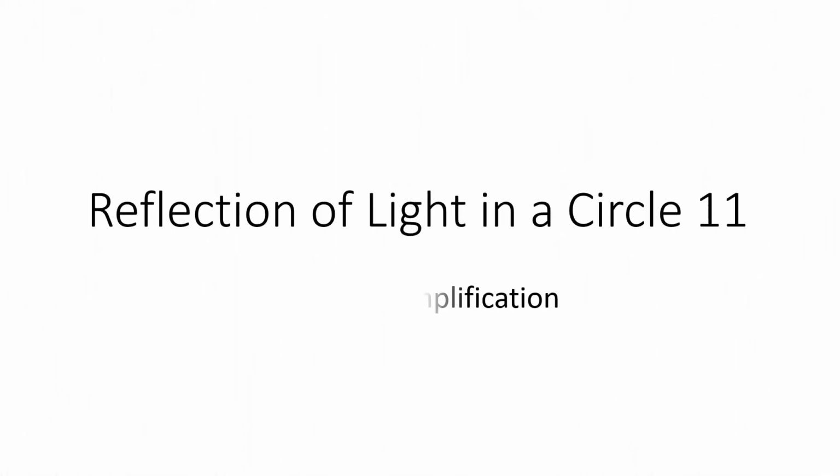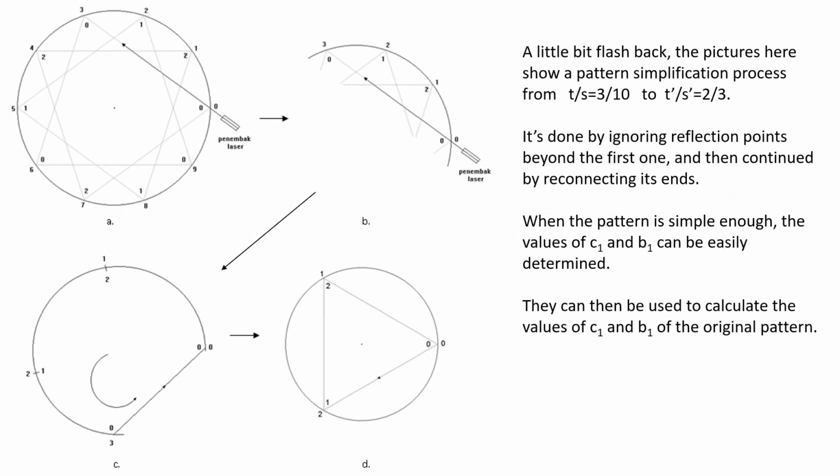In this video we will finish an algorithm to calculate the value of B1 from a known reflection pattern. A little bit of flashback, the pictures here show a pattern simplification process from T over S equals 3 over 10 to T primed over S primed equals 2 over 3. It's done by ignoring reflection points beyond the first one, and then continued by reconnecting its ends. When the pattern is simple enough, the values of C1 and B1 can be easily determined. They can then be used to calculate the values of C1 and B1 of the original pattern.